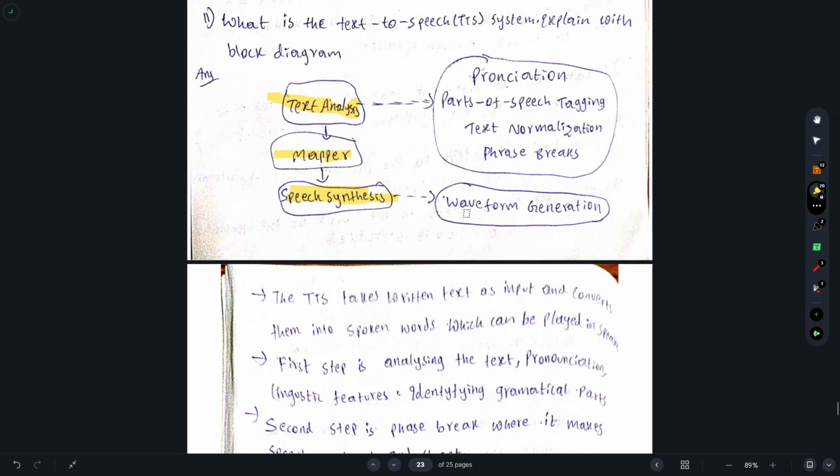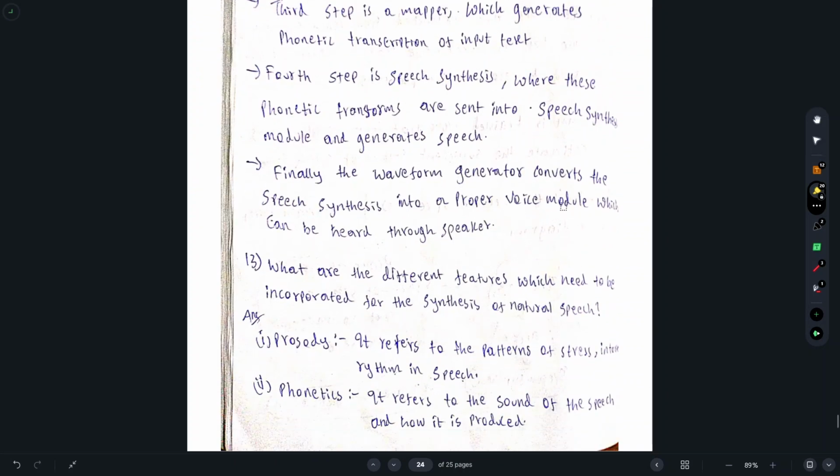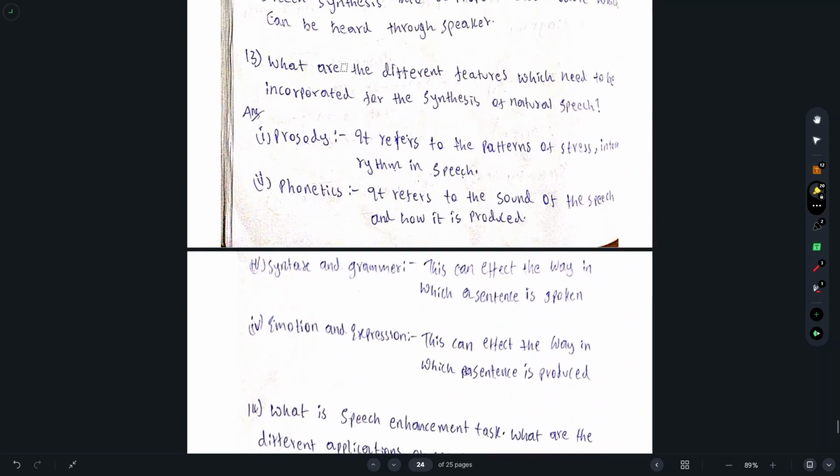And then speech synthesis generates the output in the form of waves. So finally the waveform generator converts the speech synthesis into a proper voice module which can be heard through a speaker. So finally, what are the different features which we need to incorporate for the synthesis of natural speech?